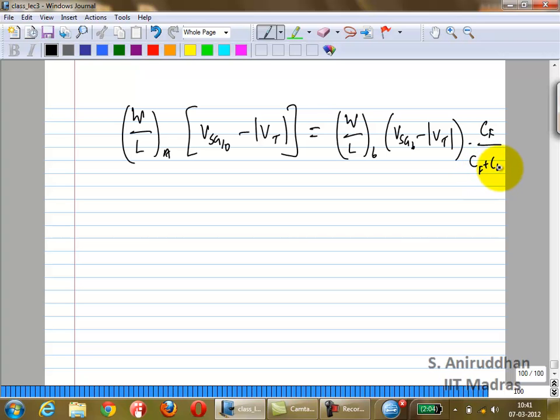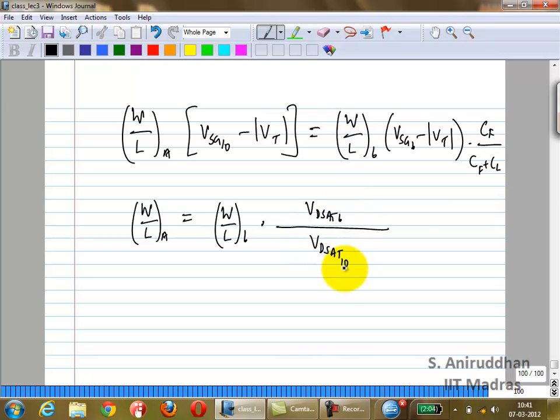This is the relation. So you have VD sat 6, VD sat 10 over CF plus CL. Now VD sat, you can write it in terms of the current and the W over L of each transistor.